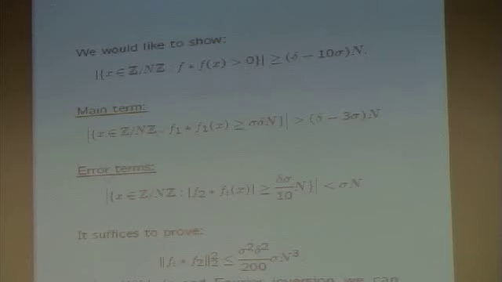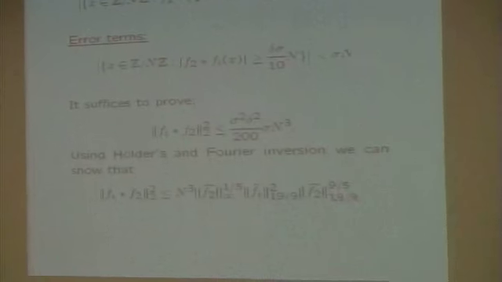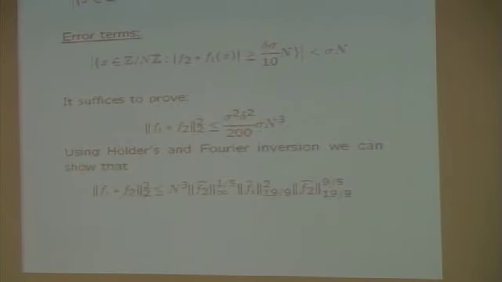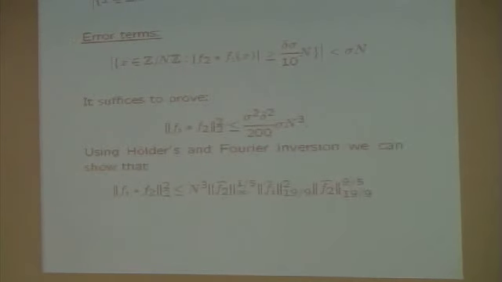And then for the error terms, what we actually do is we look at the L2 norm of F1 star F2. So here we'll have three error terms, I guess. And then using Holder's inequality and Fourier inversion, you can show that this L2 norm is bounded by n cubed times these other norms, and each of these other pieces is bounded by the conclusion of the decomposition that we used.